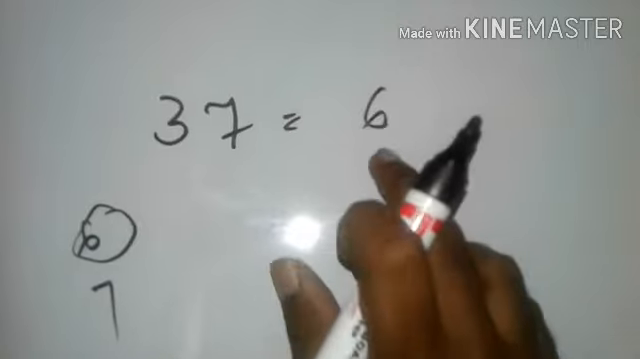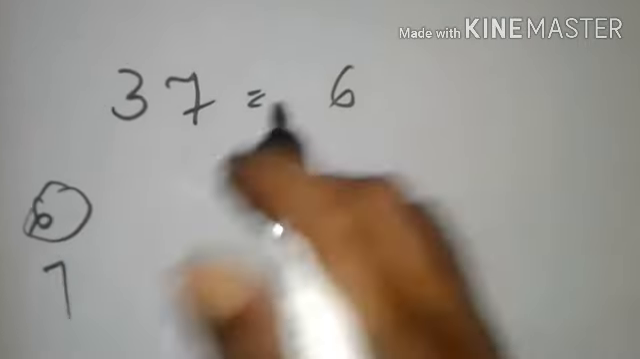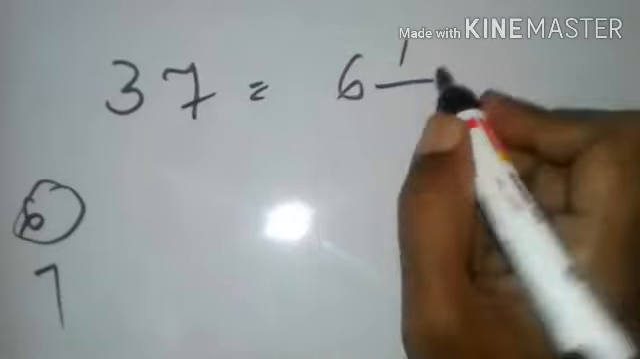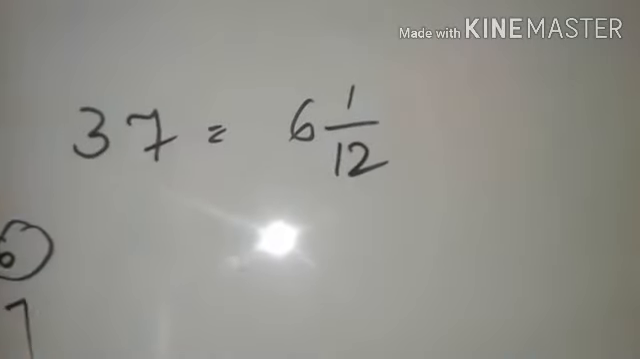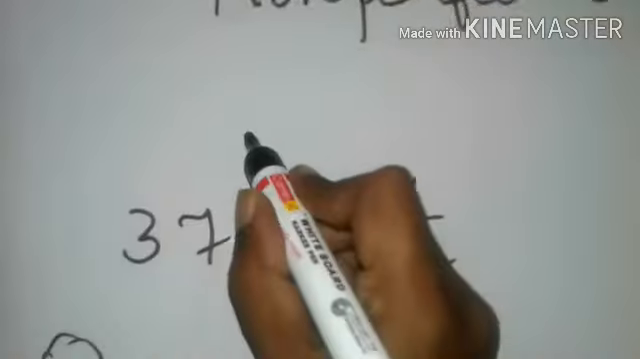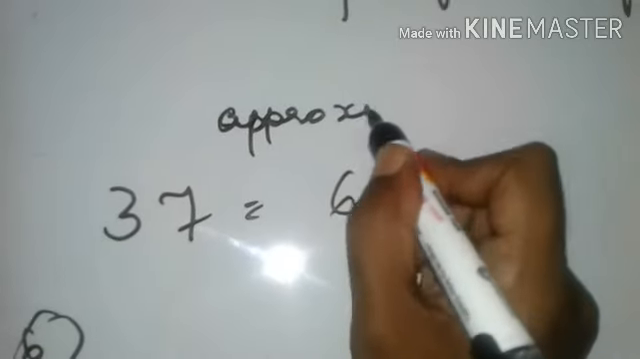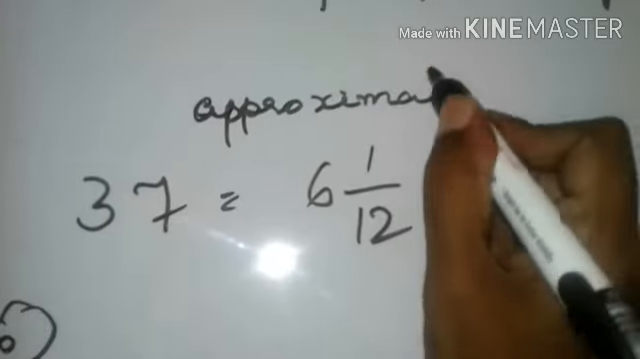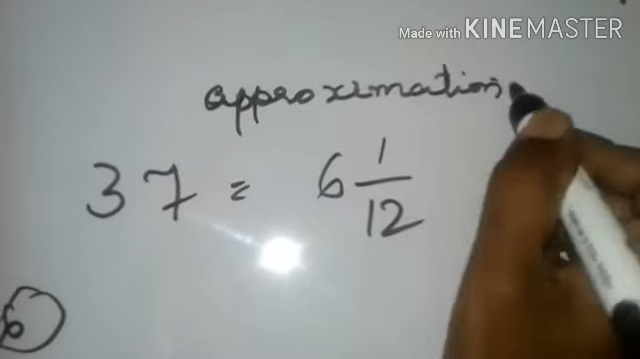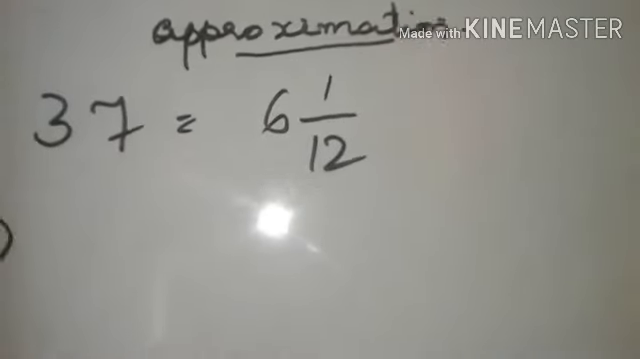Yes, it is 6 point something. 6 square is 36. What's the remainder here? 1 is the remainder. Divide by double of 6, that is 12. This is the estimated square root of 37. This is an estimation, an approximation, okay? It may not be the actual value, but this is an approximated value which you can use for longer term calculations, etc. It is 1 by 12.